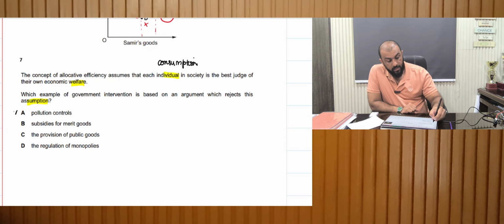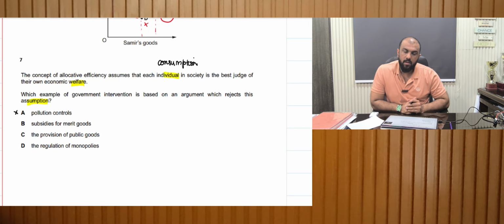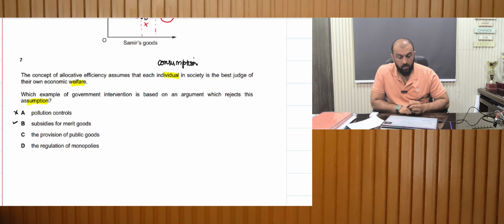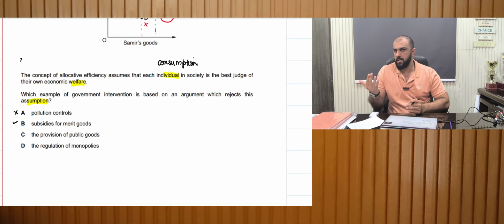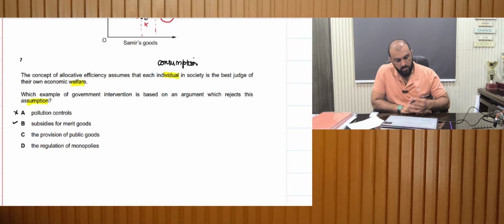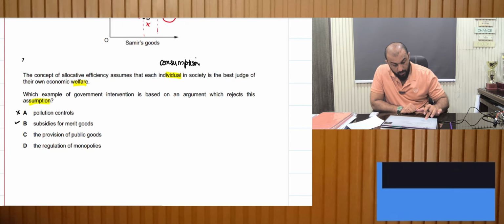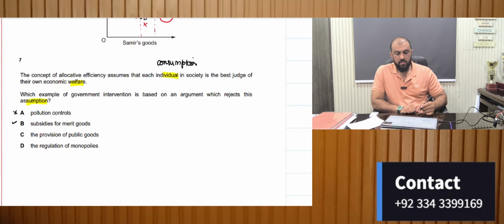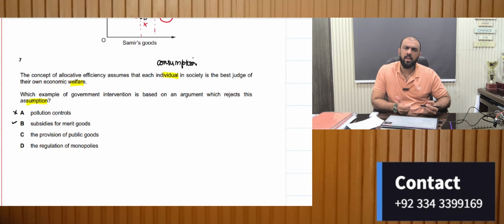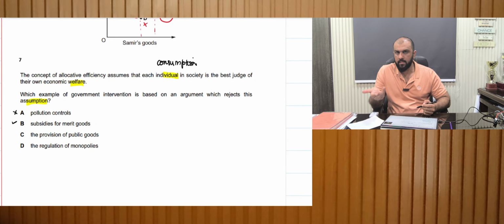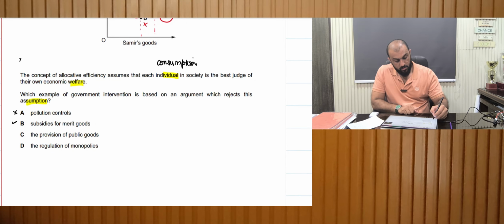Pollution controls is incorrect because this relates to production externalities. B is correct because subsidies would be given for merit goods such as education, so people would pursue more education. C, provision of public goods. Provision of public goods does create market failure, but this is not an intervention, it's a provision. They're providing. It's no intervention in a market, right? So C is incorrect. Regulation of monopolies, again monopolies relate to production externalities, so D is incorrect as well.